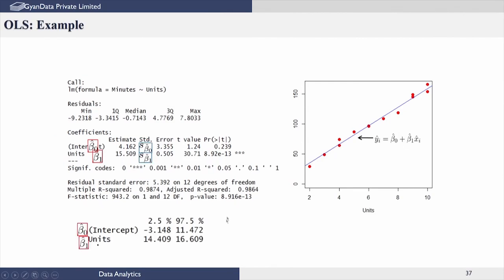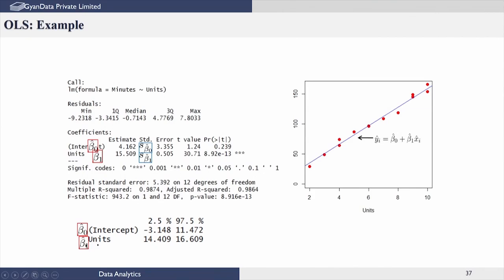You can also construct the confidence interval for beta naught and beta 1. From the earlier discussion, it is approximately the estimate plus or minus 2.18 times the standard error. That is 4.1 plus or minus 2.18 times 3.35, which gives the confidence interval minus 3.148 to 11.472. That means with 95% confidence we can claim that the true beta naught lies in this interval.